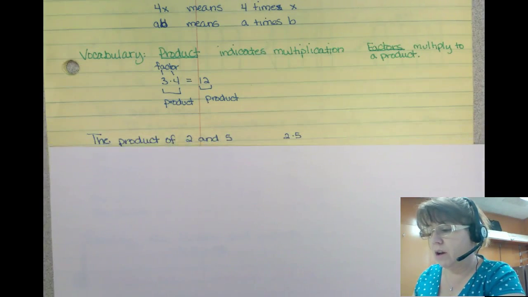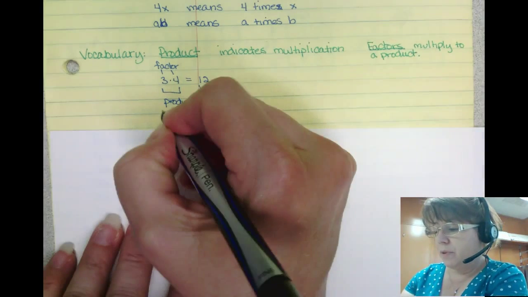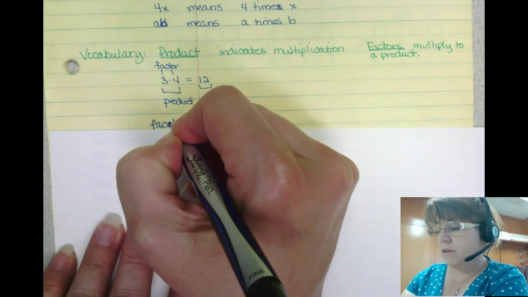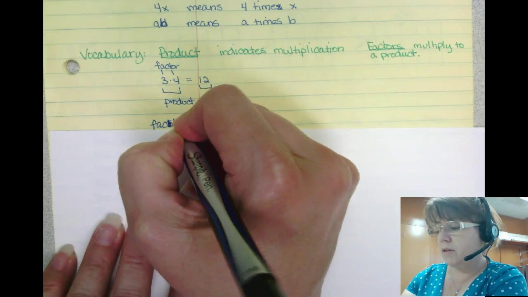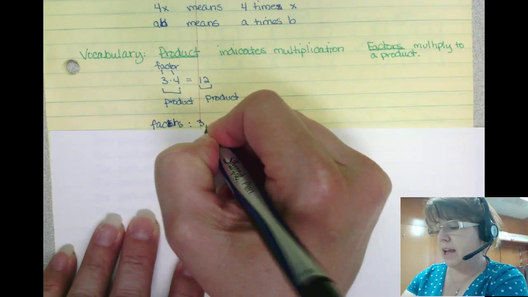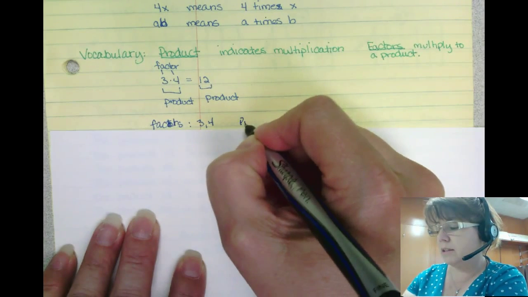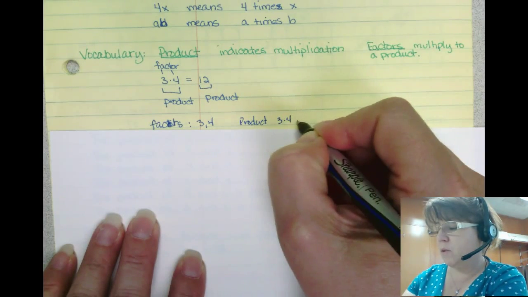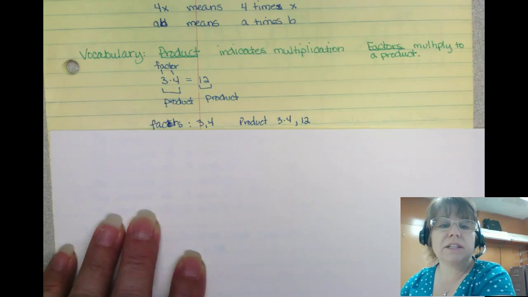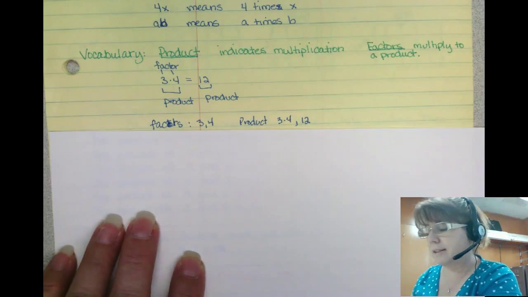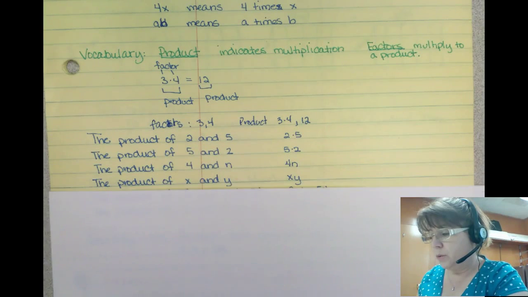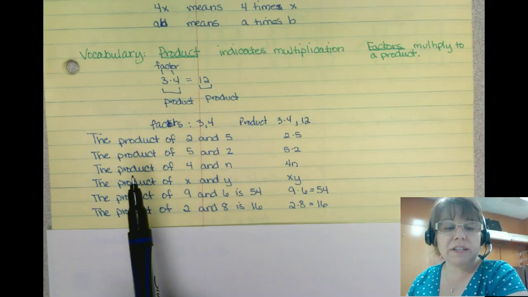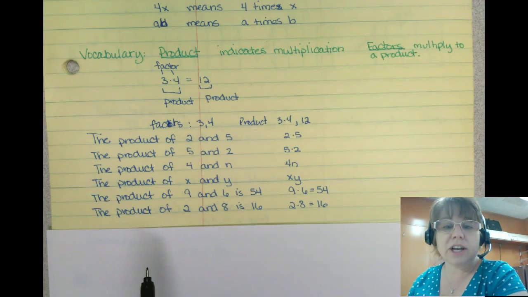So if I wrote it out the long way, factors are 3 and 4, and the product is 3 times 4 and 12. That's what I mean by factors and product. So I just wanted to show you different ways of writing it out. And I'm not going to go through all of these. I think you guys can pause the video and check it out yourself.